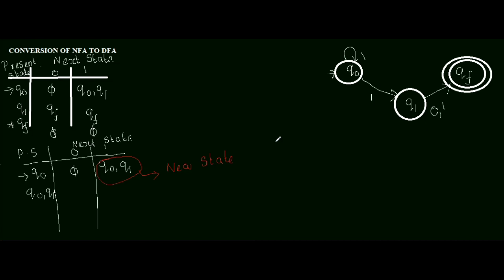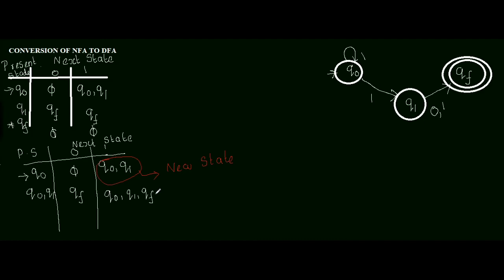Now I am going to find the union of this Q0 and Q1 like this. If the input is 0, then here it is empty and here it is QF. So the union will be QF. Now we are going to write the union of Q0, Q1, and if the input symbol is 1, so Q0 union Q1, and if the input is 1, the next union is Q0, Q1 and QF. So it will be Q0, Q1 and QF. So I am going to write this over here.